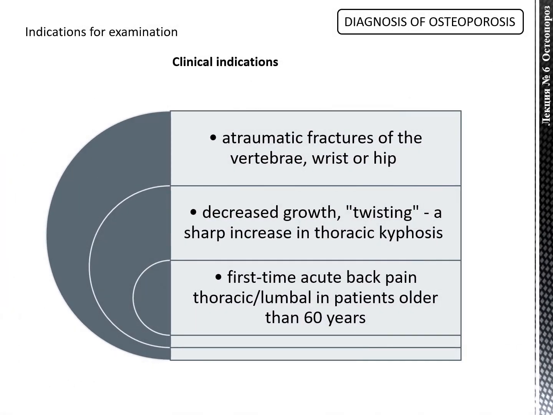Indications for the examination, which an orthopedic traumatologist can set. These are traumatic fractures of the vertebrae, wrist or proximal femur, that is, fractures where the patient clearly states in the anamnesis that he does not remember a serious injury. A decrease in height, the so-called curling, that is, a sharp increase in thoracic kyphosis. For the first time, acute pain in the back or thoracic region in patients over 60 years of age. Of course, here you can immediately think of osteochondrosis, but we must not forget that sometimes in parallel there is a degenerative dystrophic process not only in cartilage, but also in bone tissue.